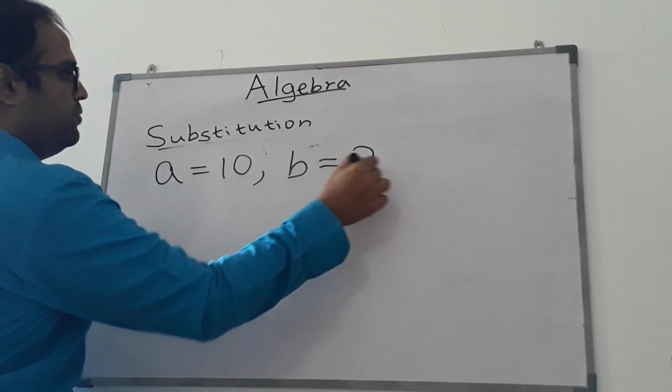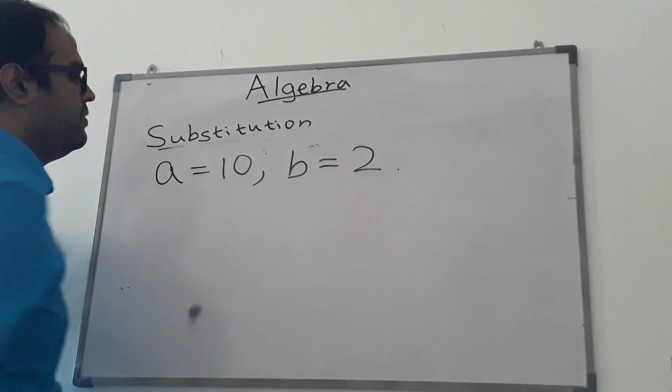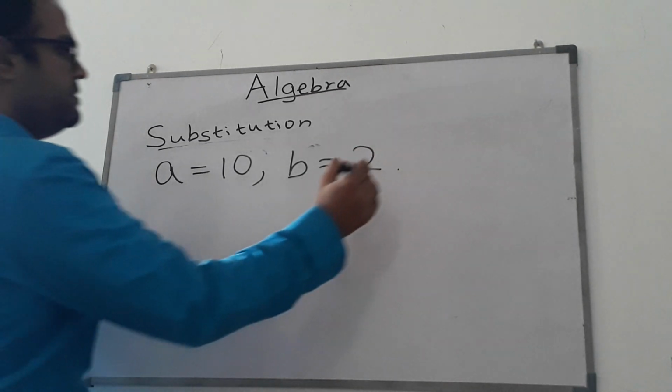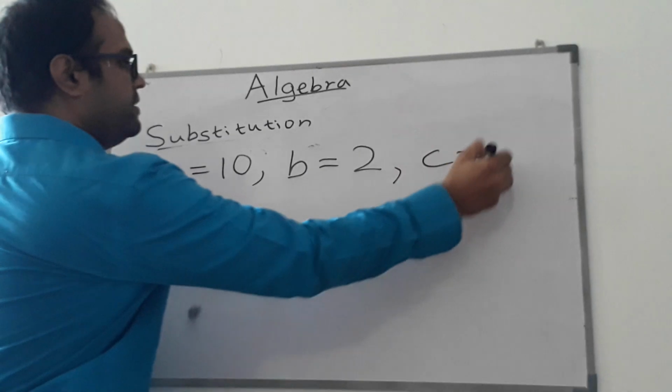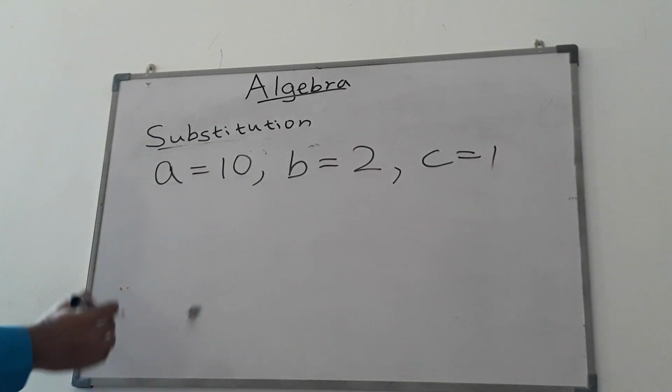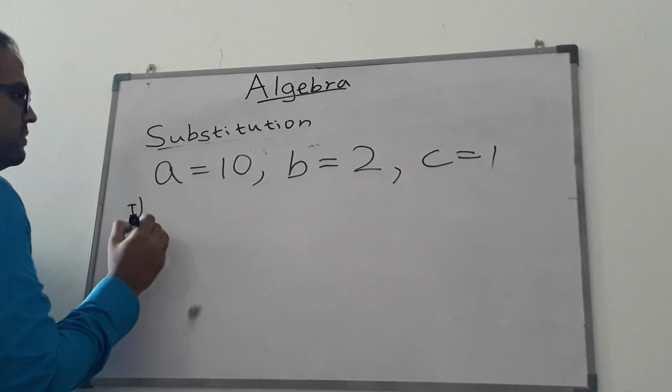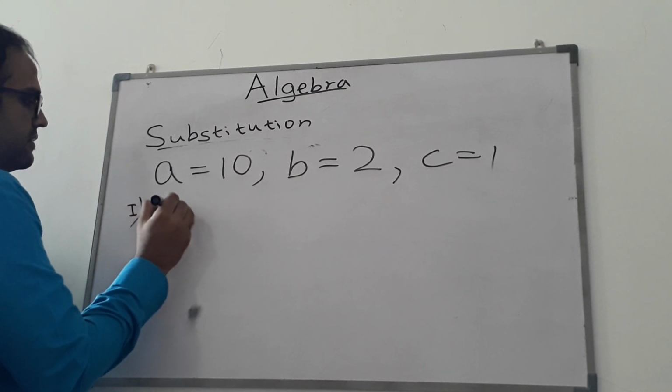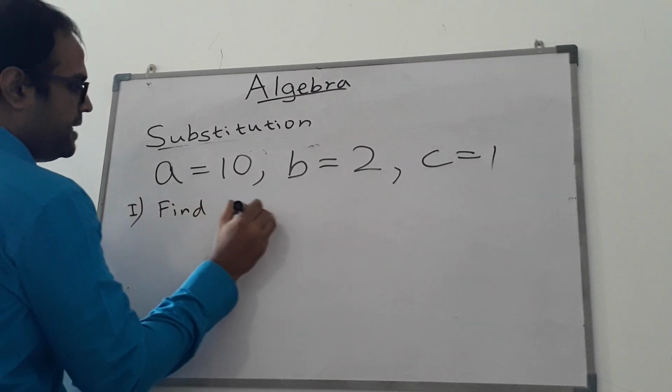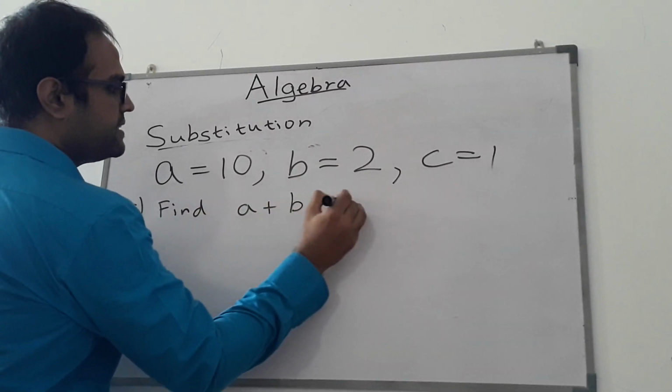A is 10, B is 2, and C is 1. First question. Find A plus B plus C.